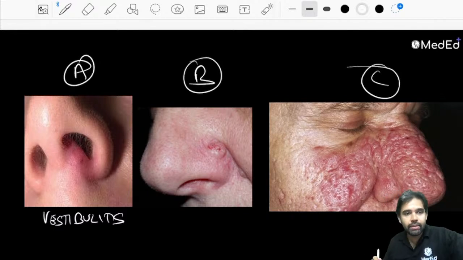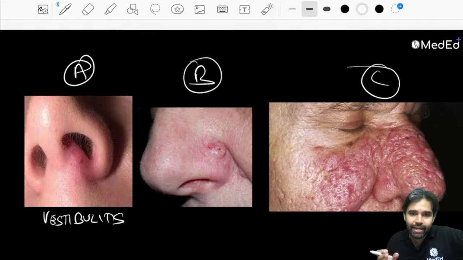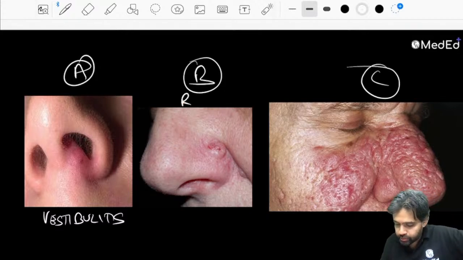B is asked, guys. B has been asked, I think, just last year or the year before. The most common site for any, you see this rolled out everted edges.